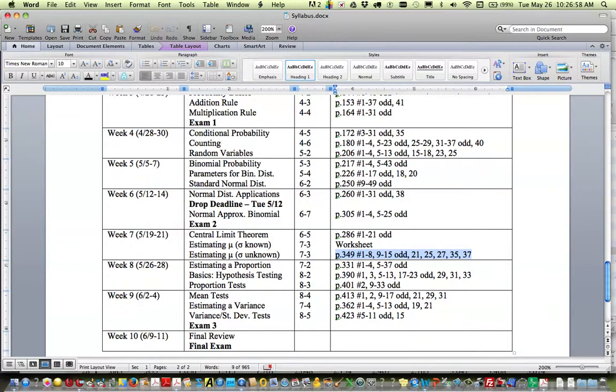Hypothesis testing uses a lot of these same concepts, but the idea is we're trying to test whether or not some claim about a mean is true or not. And then we're going to end up skipping over some of the stuff that's here. Looking ahead, this week we're doing estimating mu with an unknown sigma. We're going to do hypothesis testing. And then we're going to look at this idea for testing means, and we're going to eliminate estimating the variance, and also the variance and standard deviation tests.